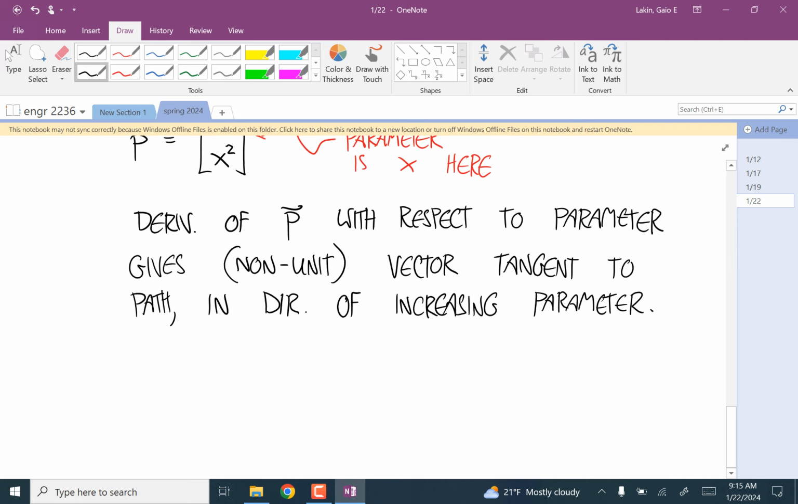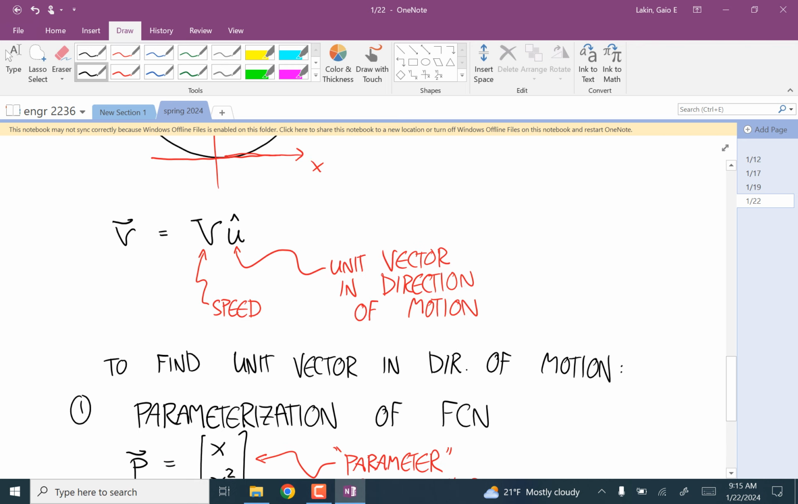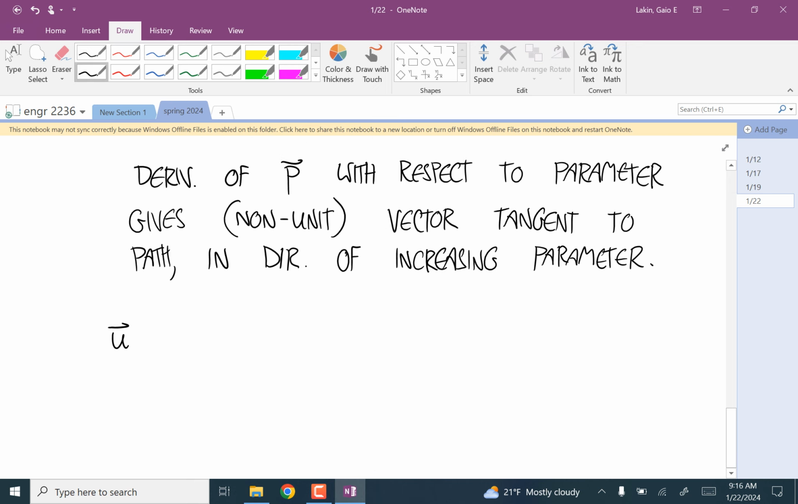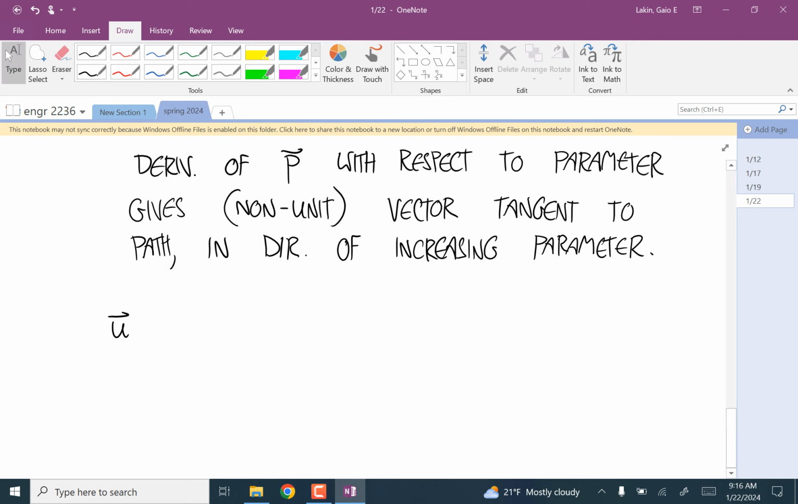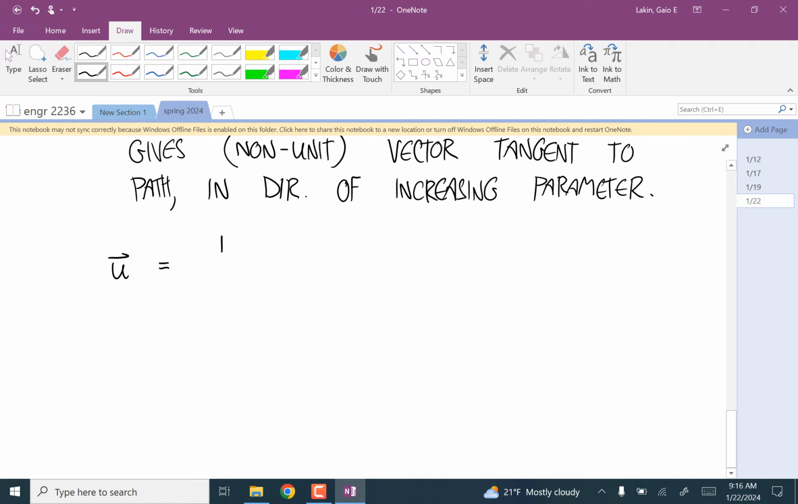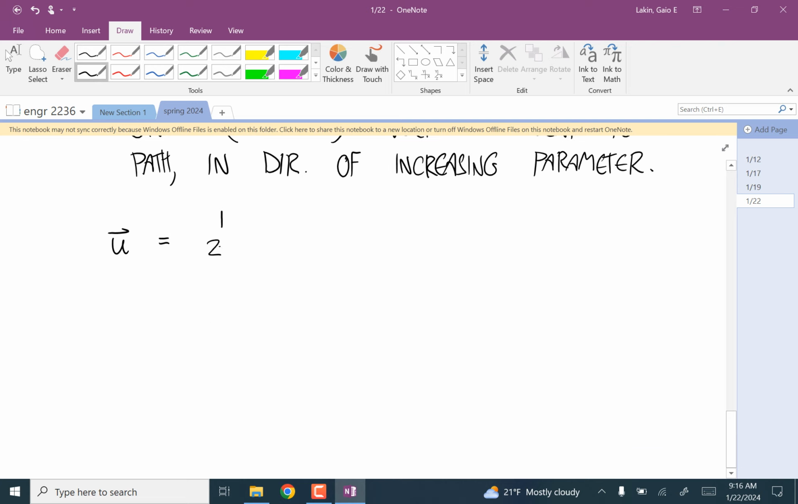Okay, so I'm going to write this as a vector u. You know, what we want is that unit vector that's tangent to the path. We're first going to start with a vector that's not a unit vector, but it's in the direction of the object's motion, and then we'll just divide by the length to make it a unit vector. Okay, so this is equal to, we're going to take the derivatives of p with respect to x, and so we get 1 for the x component, 2x for the y component.